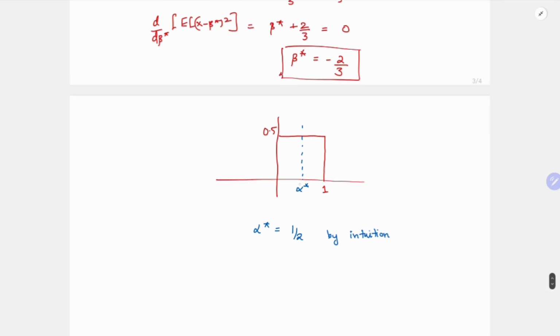So how by intuition? Once you place alpha star here, your x minus alpha star is going to have a symmetric distribution. So neither the negative side is higher nor the positive side is higher. So that will be giving you the minimum value for your mean square error.